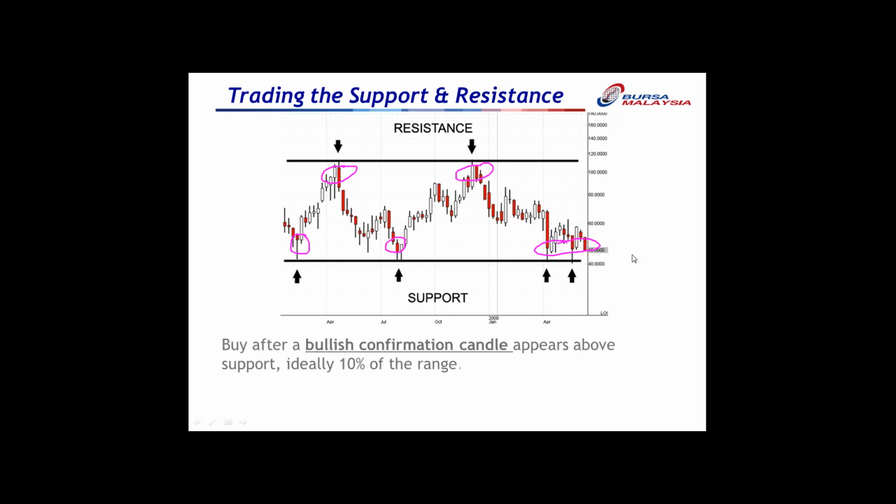Why does it happen? So how do you trade support and resistance? Now, if it's range trading, in this scenario it is range trading, what I usually do is I buy after a bullish confirmation candle appears above support, ideally 10% of the range, and I sell before hitting the resistance, ideally 10% of the range.